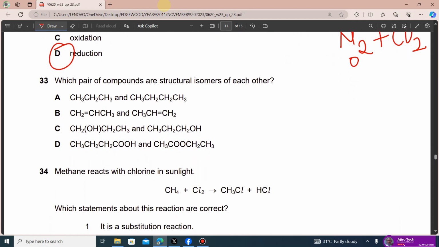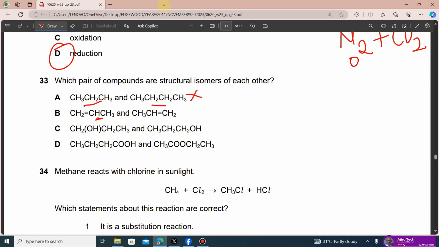Which pair of compounds are structural isomers of each other? For them to be structural isomers, they should have the same number of carbon atoms and hydrogen atoms, but different structural formulas. That is, they are arranged in a different way. So if you look at this, it is wrong because this is 4 carbons and this is 3 carbons and 4. So this is not a structural isomer.